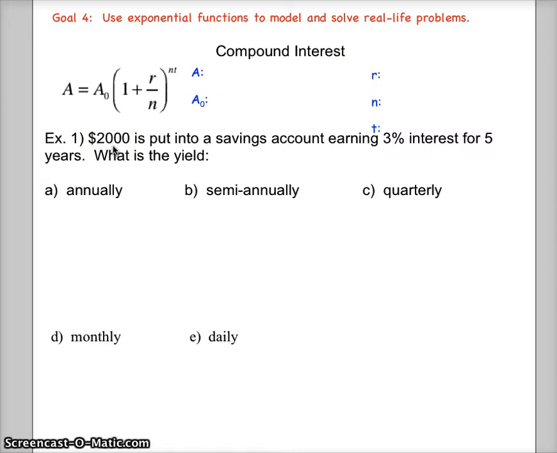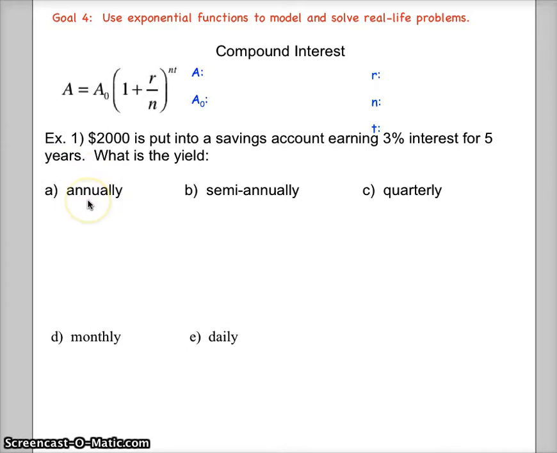You're going to take $2,000 and it's put into a savings account that earns 3% interest for 5 years. And I want to know, what does that yield? In other words, how much money is in your account after 5 years when you compound the interest annually, semi-annually, quarterly, monthly, and daily? And by compound, I mean calculate the interest.